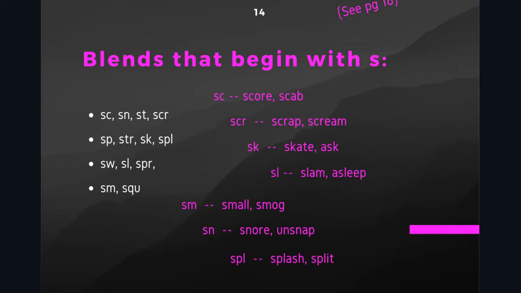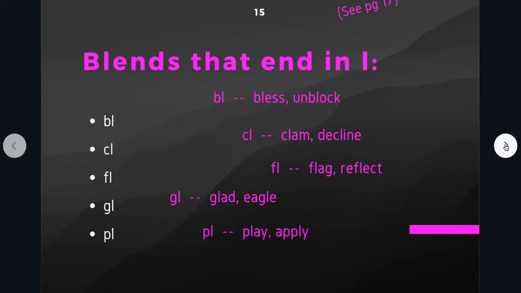SCR, scrap, scream, and then you could come up with another one. SK, skate, ask, SL, slam, asleep, SM, small, smog, SN, snore, unsnap, SPL, splash, and split. There's many, many words like that.